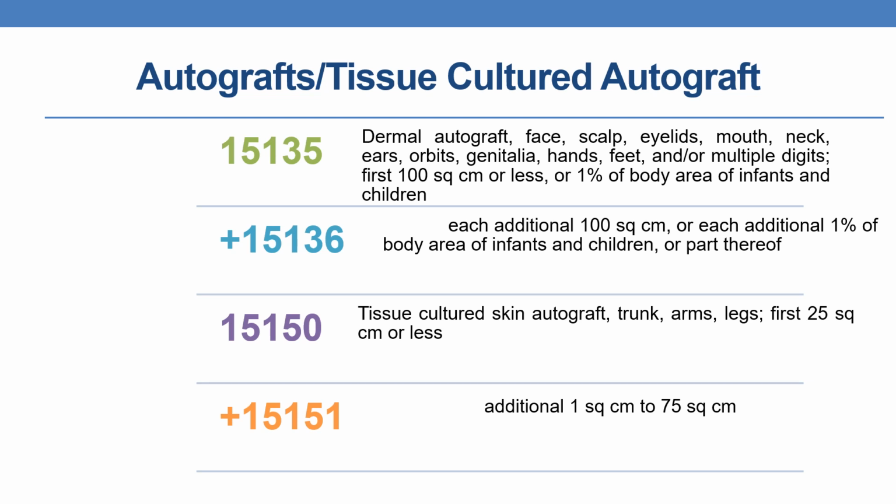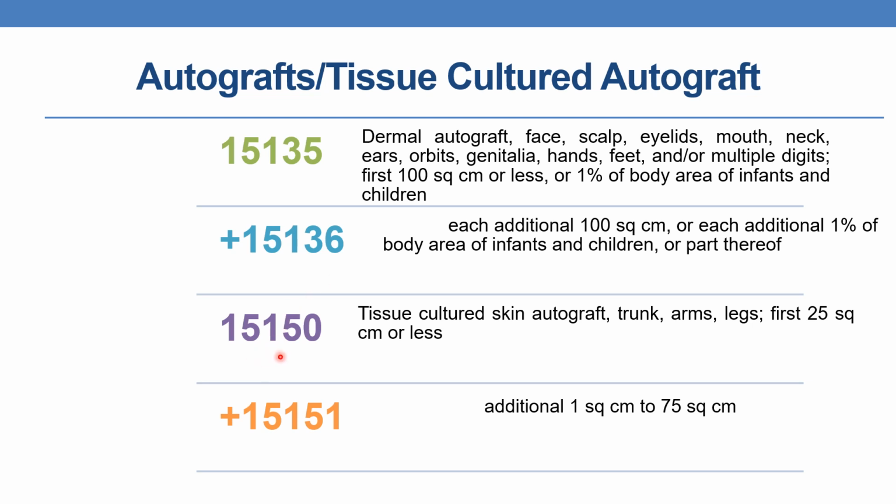The next is 15135, dermal autograft of face, scalp, eyelids, mouth, neck, ears, orbits, genitalia, hands, feet and or multiple digits. Each code has first 100 square centimeters or 1% of body area of infants and children. Additionally, there will be an add-on code. The add-on code for 15135 is plus 15136, which must be used for each additional 100 square centimeters or each additional 1% of body area if it is infants or children.